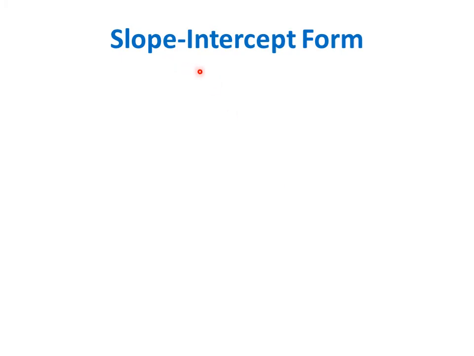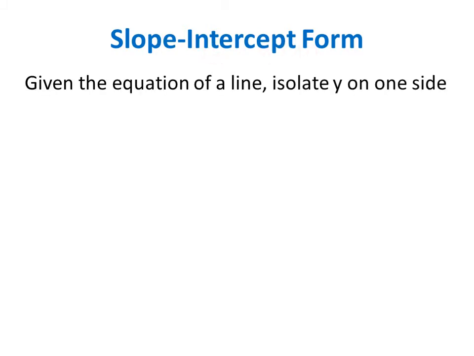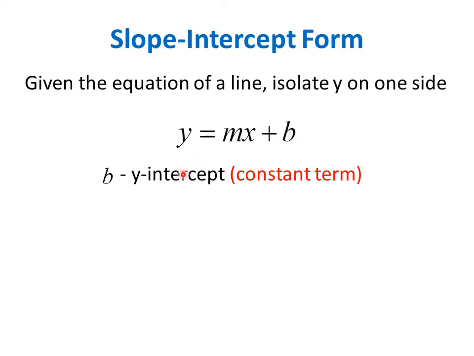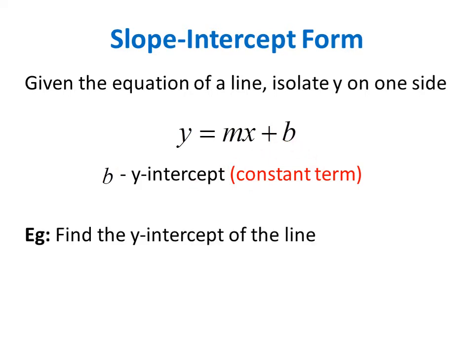Another way of finding the intercept, well, at least the y-intercept of a line, is using the slope-intercept form of the equation of a line. Let's remember, to write the equation of a line into the slope-intercept form, we simply isolate y on one side in order to get this expression: y is equal to mx plus b. In this expression, b, the constant term, is the y-intercept.